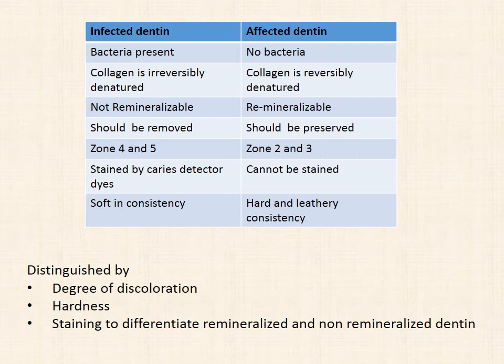The infected dentine is in zone 4 and zone 5, while the affected dentine is in zone 2 and zone 3. Infected dentine is stained by caries detector dyes, while the affected dentine cannot be stained. The infected dentine is soft in consistency, while affected dentine is hard and leathery in consistency. So this helps us in differentiating the infected and the affected dentine, and the dentine that needs to be left on the tooth surface or has to be removed.